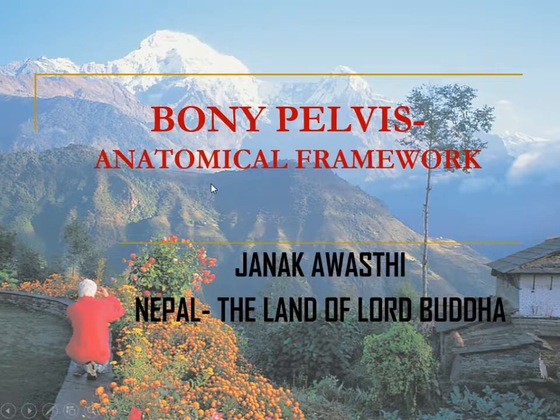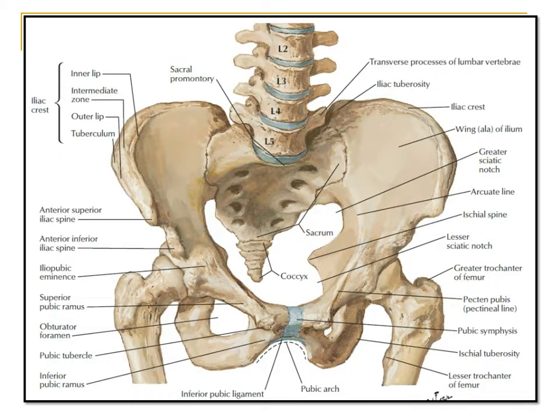Today we are going to talk about the bony pelvis. We'll talk about the anatomical framework of the bony pelvis. When we talk about the bony pelvis, we mean the basin-like structure made up of bone. The anatomical feature of this bony pelvis is that it consists of four different bones which are articulated with one another to form a basin-like structure.